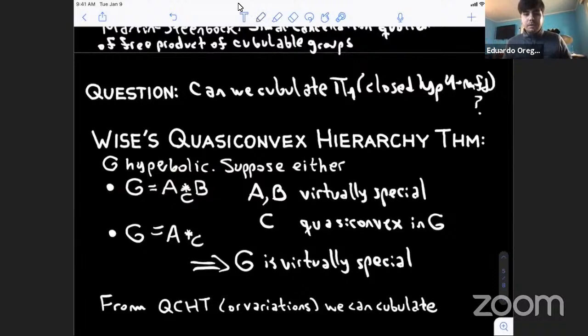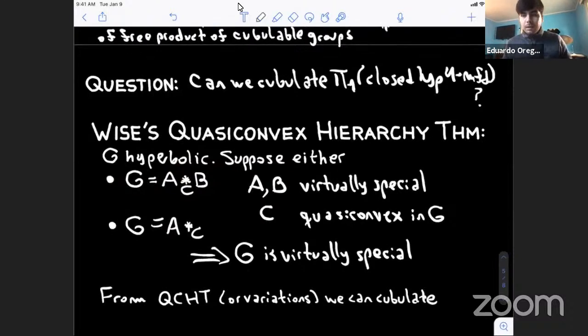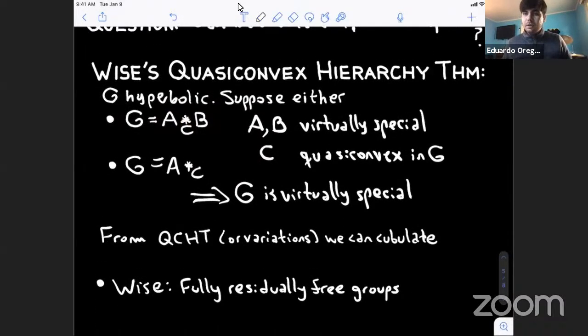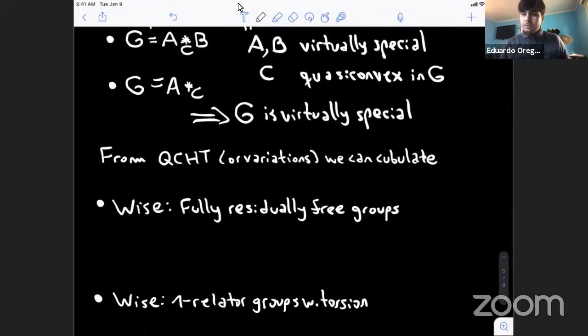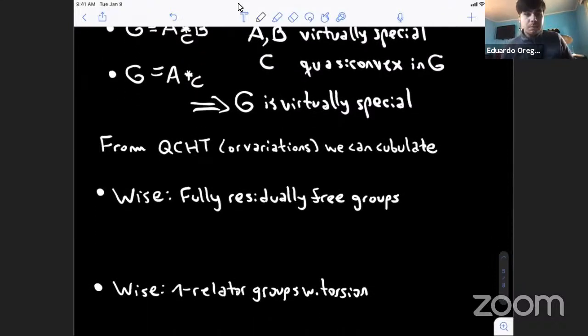And this theorem is actually useful because this gives Q relations. In any case, there are variations of this that apply for groups that are not necessarily hyperbolic, but usually we need some notion, at least relative hyperbolicity. So some classes of groups that can be cubulated in this way and proven to be virtually special are, we're doing by twice. So the first example is the class of fully residually free groups.